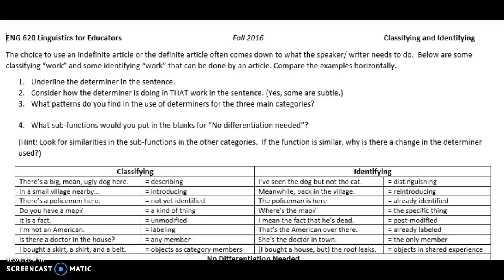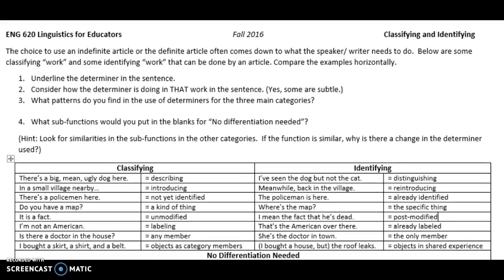We might say there's a big, mean, ugly dog here when we're trying to describe. If we have lots of descriptor words, adjectives, when we're describing something, we might classify and use that indefinite article. But if we say something like, I've seen the dog, but not the cat, we're distinguishing a particular dog. I think maybe it would be interesting to move down to the idea of unmodified versus post-modified.